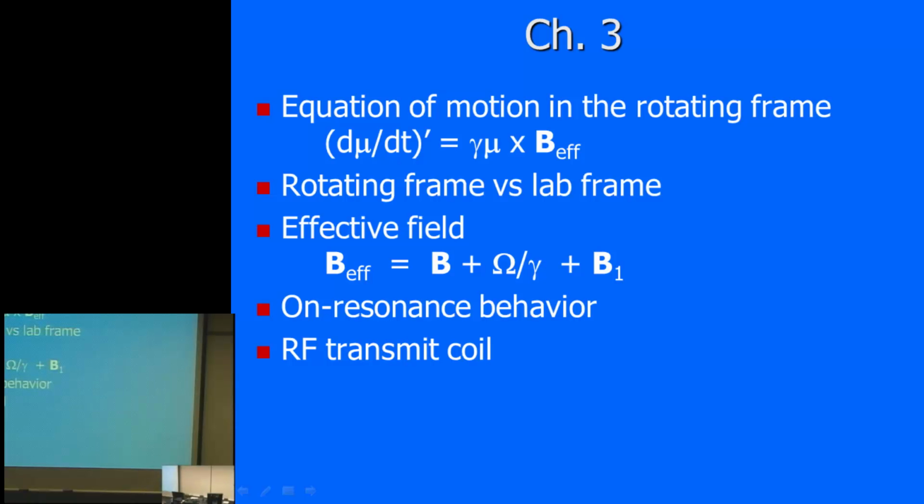In this chapter 3, the focus is on the RF field, the radio frequency field. Here are the five important bullets I'm going to talk about. The first is the equation of motion in the rotating frame. Then, what is a rotating frame, and what is the difference between the rotating frame and the laboratory frame? Because of that, we have to consider the effective field. In the rotating frame, the way we measure fields is the same, but the measured fields will be different. Then there is the meaning of resonance, and the last one is the RF transmit coil.